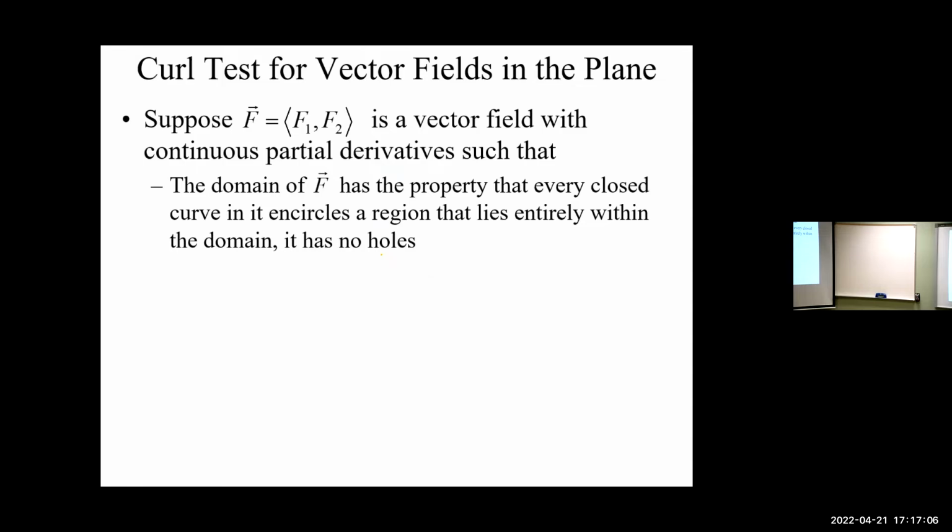So this is basically our curl test. Now there is something important, and we're going to look at this in a second. The domain of F, the domain of our vector field, does have to have the property that every closed curve within it encircles a region that lies entirely in the domain, that there are no holes. I will address that in a second, but I want to show you how this works in practice. So we like it when our curl is 0. We love it because that means we have a gradient field, and if we have a gradient field, we have a potential function.